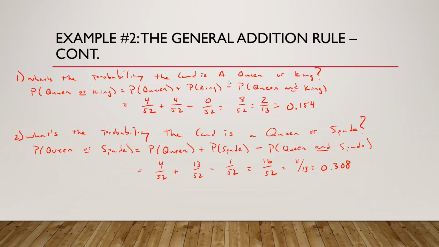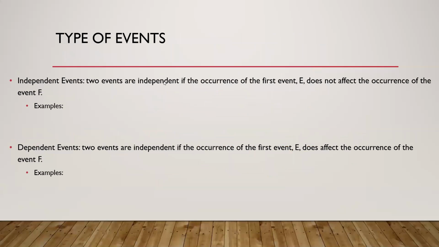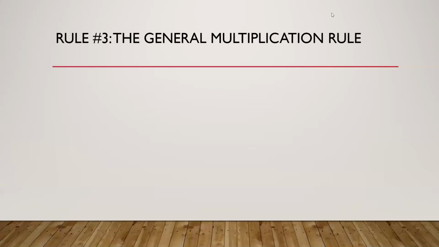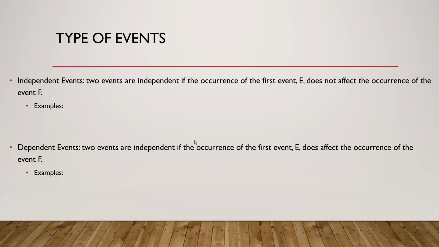Let's move on to another type of rule, and I think these problems are more fun. These next ones here. Okay. So before we get into the next rule, the general multiplication rule, I have to talk about types of events and how events interact. When you have two events, or even more than two events, events can be either what we call independent events or dependent events.